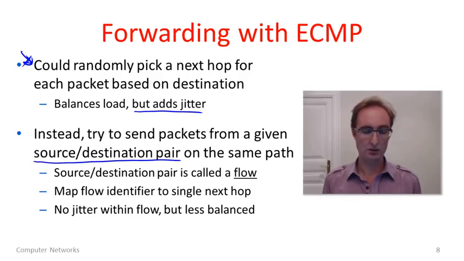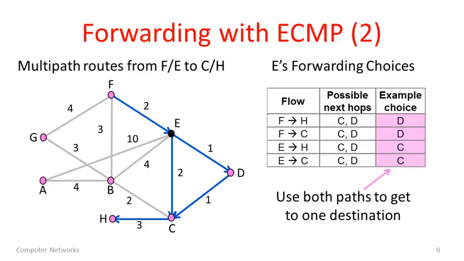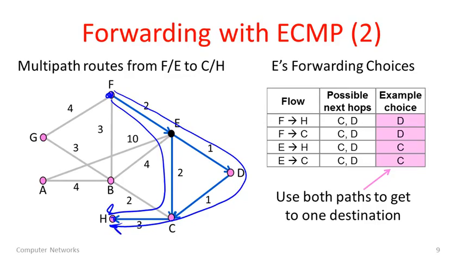So all we do to handle this is we make the choice not at random per packet, but we map a flow to a single next hop. How do we do this? Well, here's an example. I've shown the paths here, just a segment of the paths that range from F to H. And you can see we have different paths through the network. We might go this way, or we might go this way. This also includes, by the way, the paths from E to H.